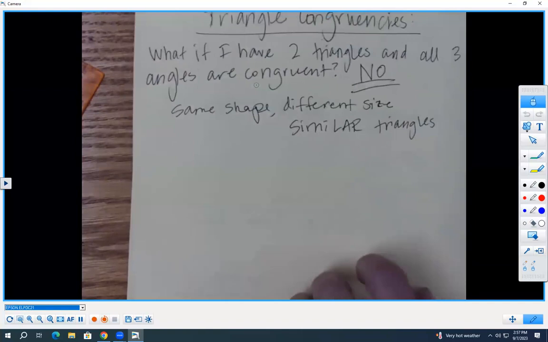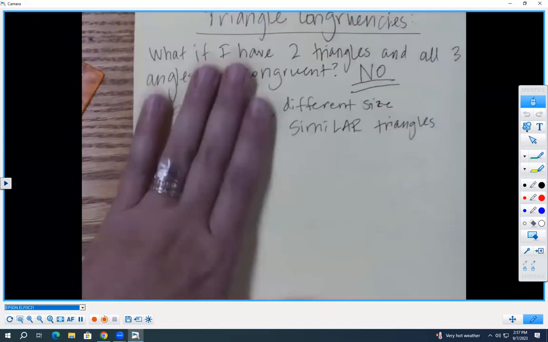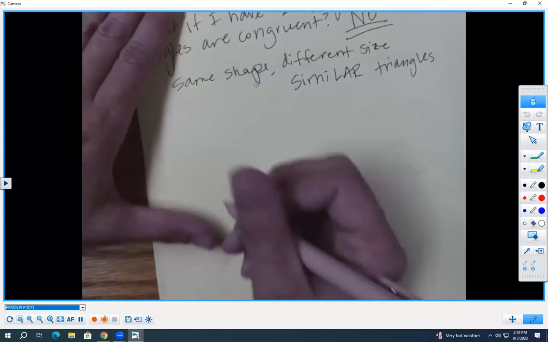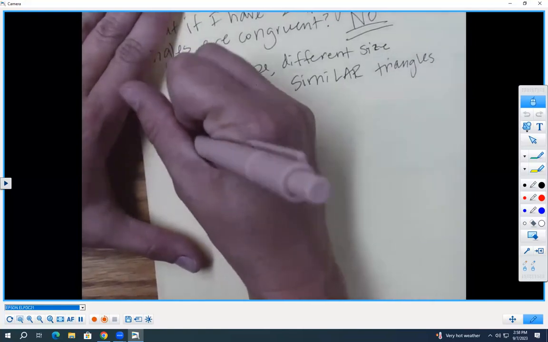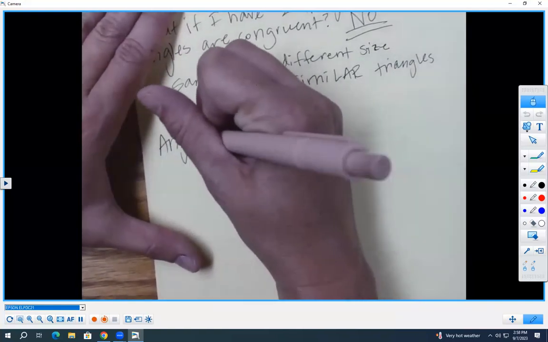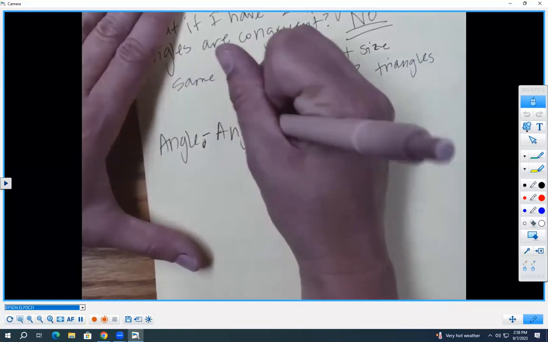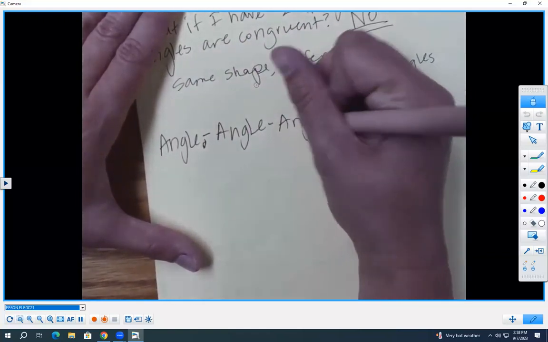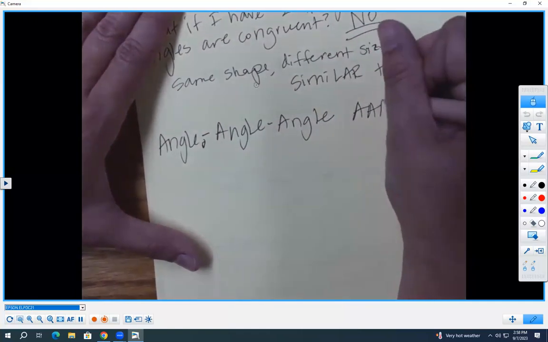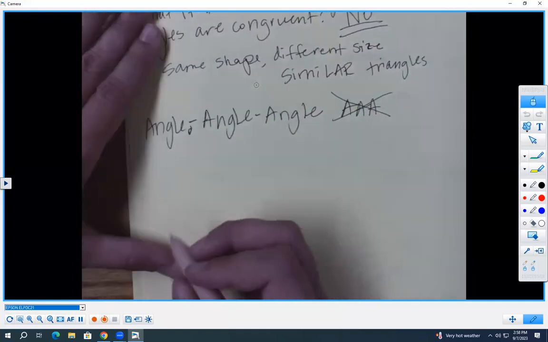So if you have angle, angle, angle congruency, this angle is congruent to this corresponding angle. Angle 2 is congruent to corresponding angle 2. Angle 3 is congruent to corresponding angle 3. Does that mean you have congruent triangles? No. Angle, angle, angle is not a triangle congruency. Yep, this is the AAA. AAA is not a triangle congruency.